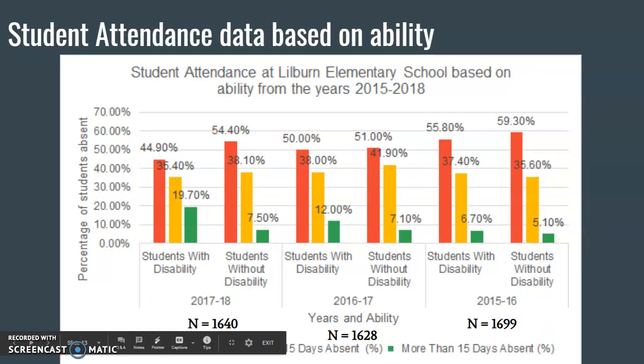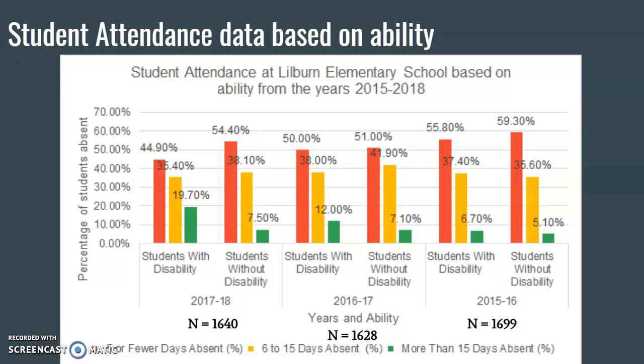Along with these scores, it's important to see the attendance of the students who have disabilities and compare it to those without disabilities. As you can see, absences are fairly equal between the two groups. However, we can also see an increase of students with disabilities and students without disabilities be absent for more than 15 days starting in the 17-18 school year. Students who are absent for 5 or less days, however, decreased between 2015 and 2018.